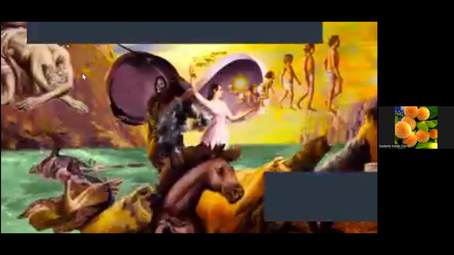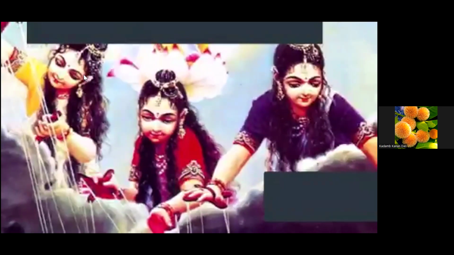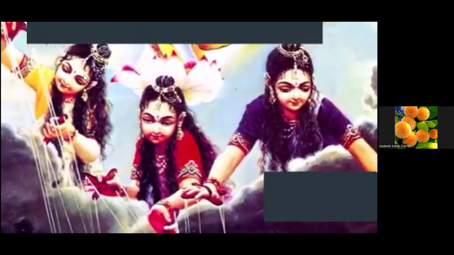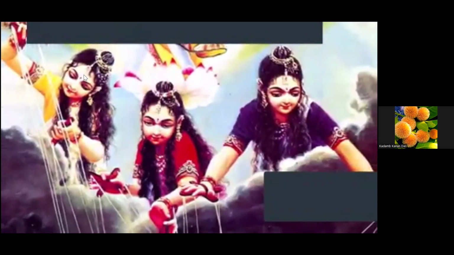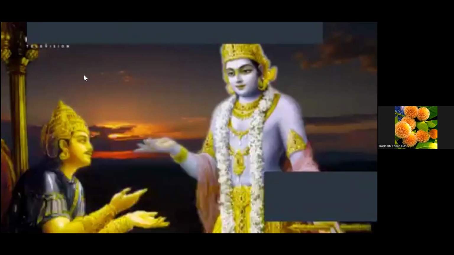It should be understood that all species of life, O son of Kunti, are made possible by birth in this material nature, and that I am the seed-giving father. Material nature consists of three modes: goodness, passion, and ignorance. When the eternal living entity comes in contact with nature, O mighty armed Arjuna, he becomes conditioned by these modes.